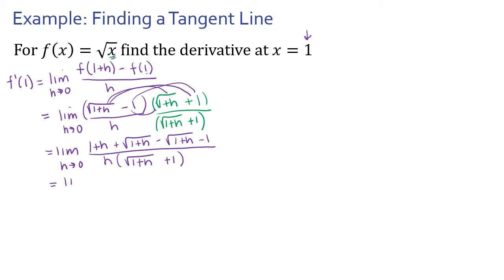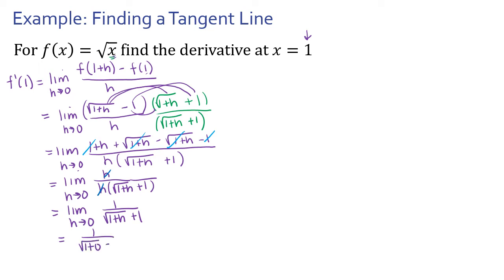So when I do that, we get the limit as h approaches 0. So we have those 1's will cancel out, these cancel out. So I'm just left with h in that numerator over h times the square root of 1 plus h plus 1. So now again, those h's are going to cancel, and I'm left with the limit as h approaches 0 of 1 over the square root of 1 plus h plus 1. Now at this point, if I substitute 0 in for h, I can actually evaluate this function. So it's going to be 1 over the square root of 1 plus 0 plus 1, which gives us 1 over 2.